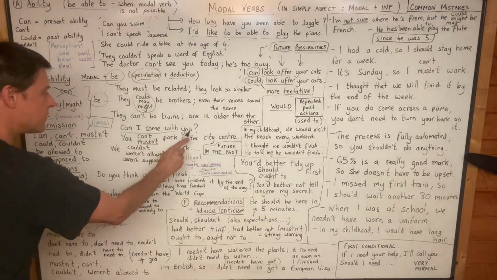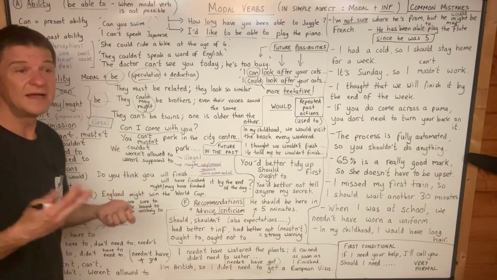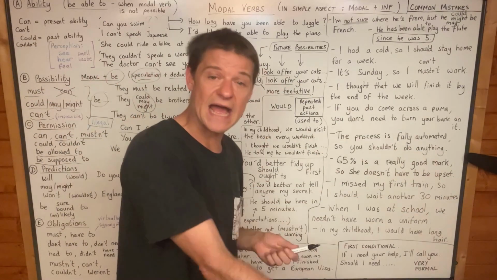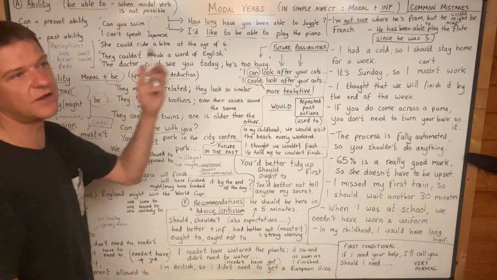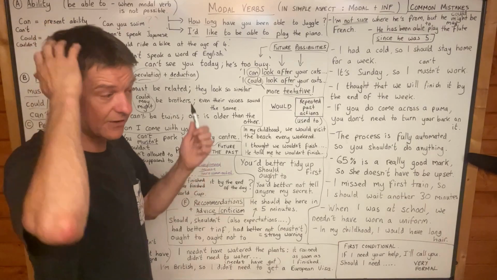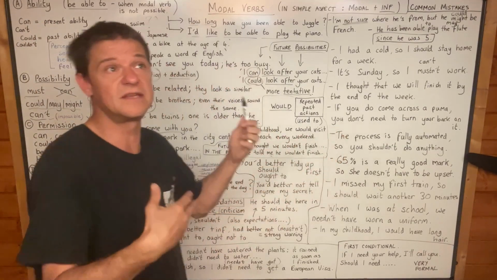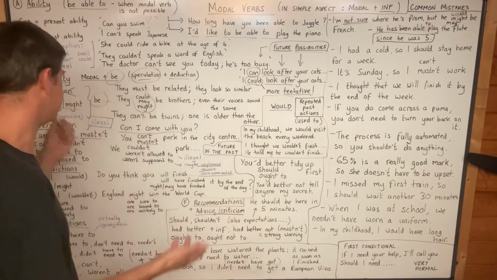Can I come with you? Do I have your permission to come with you? Can I come with you? And by the way, this is why we say can I have? Because you're asking for permission to have. You know, can I have? Can I come with you? Can I help you? You know, even things like that. Do I have your permission to help you? You know, can I, whatever.